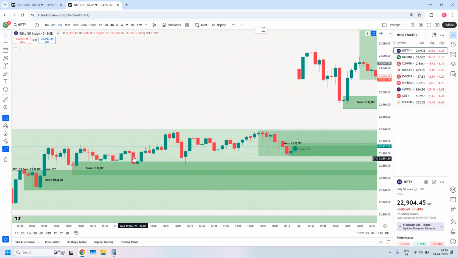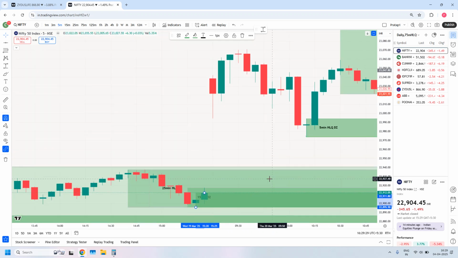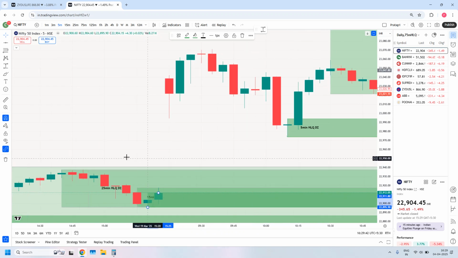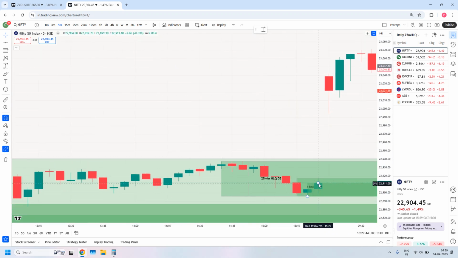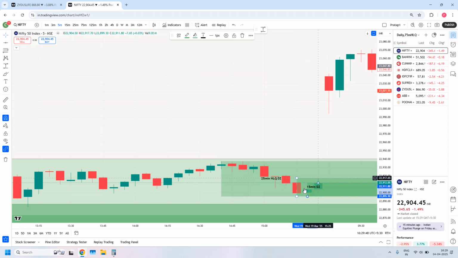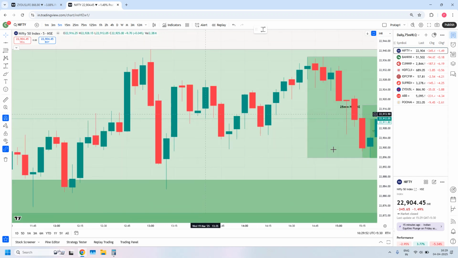See here. Here you have a 15 minutes demand zone, and this entire thing is a 25 minutes demand zone inside this 15 minutes. And if you draw 5 minutes, this is the fine-tuned 5 minute zone. This is the fine-tuned 5 minute zone. This is one trade opportunity within this area.